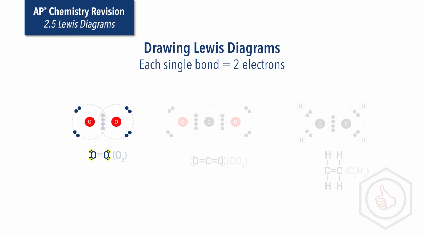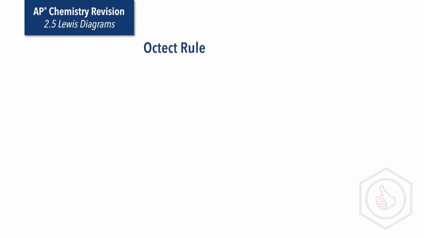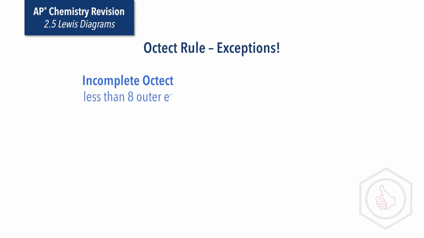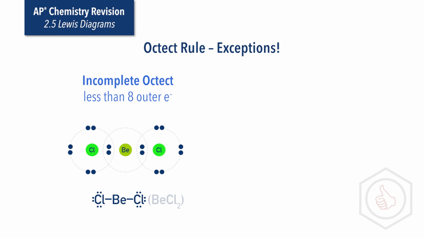Although the octet rule is usually satisfied by most atoms with Lewis diagrams, there are some exceptions. Some atoms, mainly in period 2, can be stable with less than 8 electrons in their outer shell. This would be an incomplete octet. For example, BeCl₂ contains a beryllium atom that only has 4 electrons in its outer shell in the molecule, meaning it is an incomplete octet.